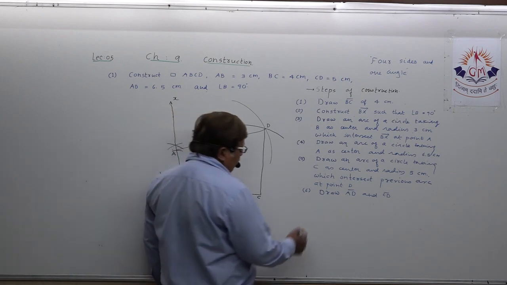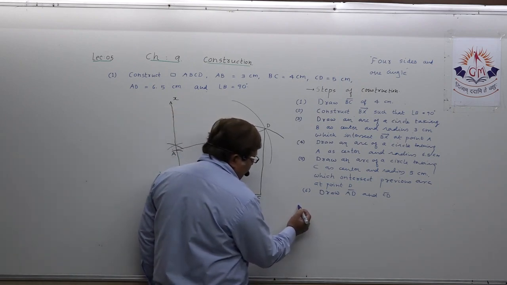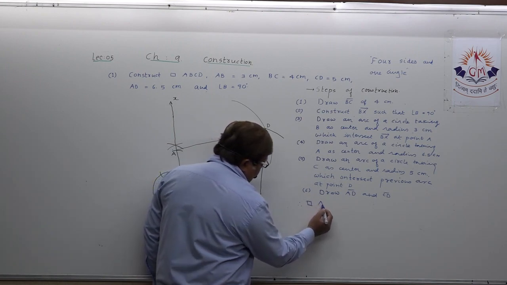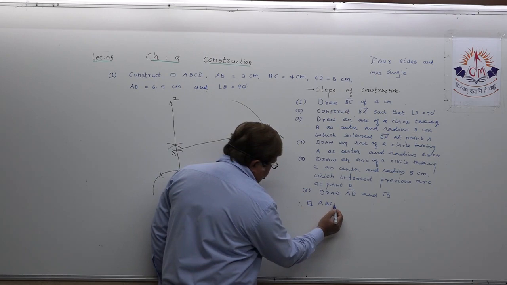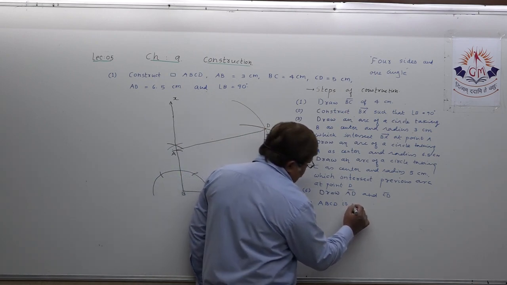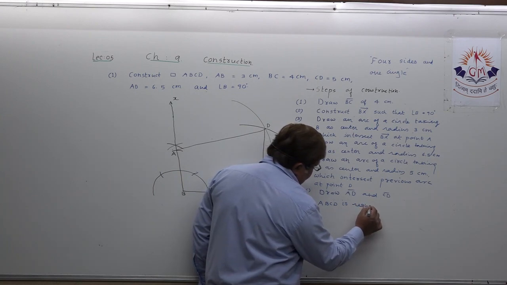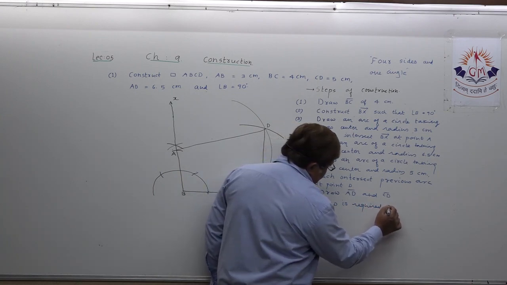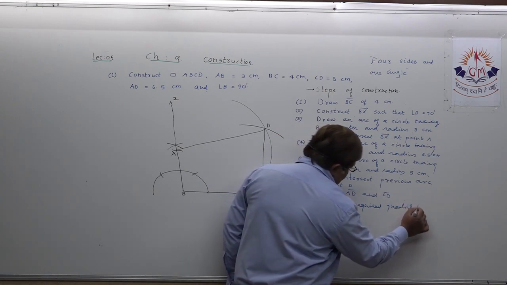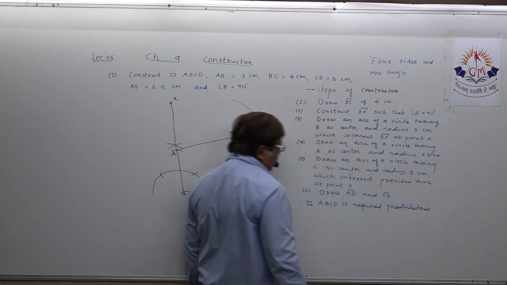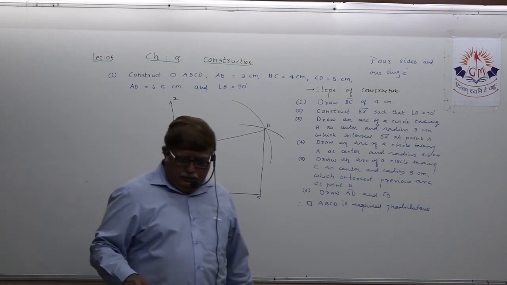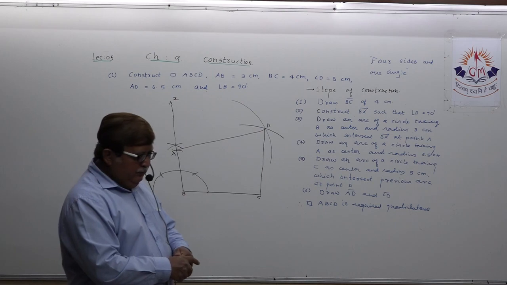So what you have to write at the end is: therefore quadrilateral ABCD is required. Quadrilateral required means you have constructed a quadrilateral as per the given condition.